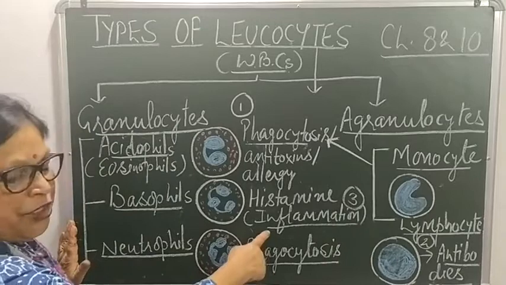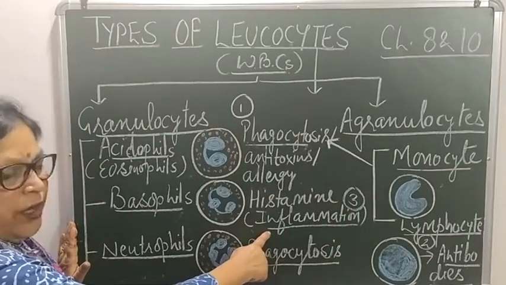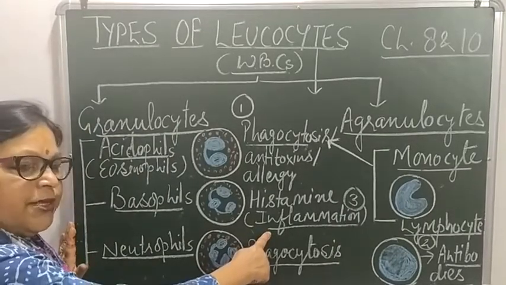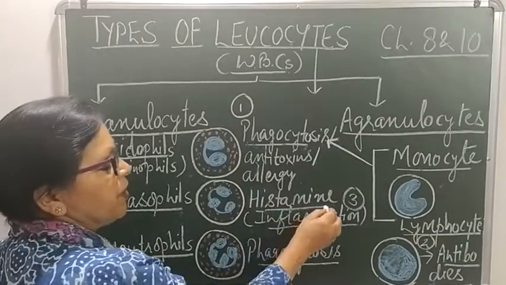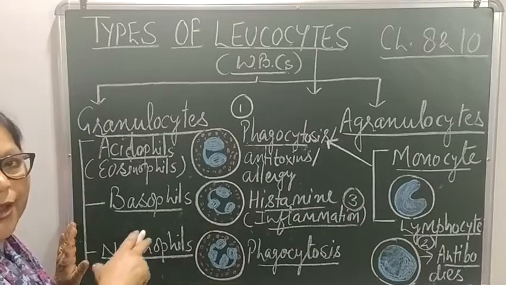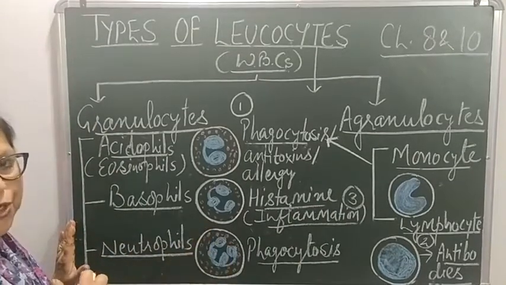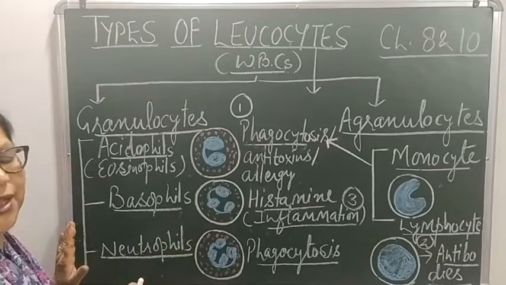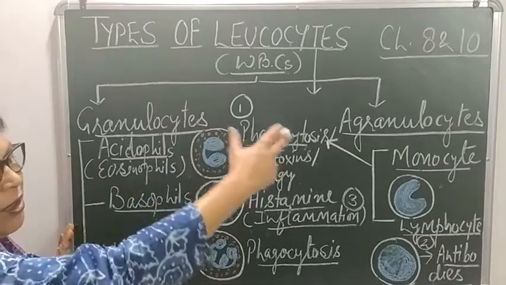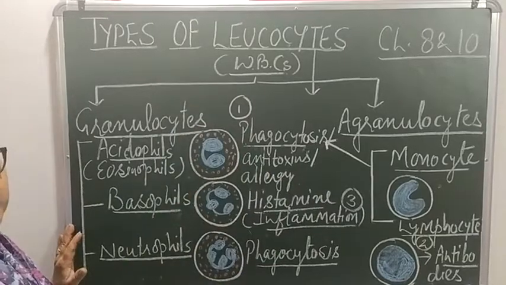I told you about inflammation. Inflammation means swelling with burning sensation in case there is injury. At that time these WBCs will produce the chemical histamine, and during this inflammation they will also protect the body and destroy the germs in case they enter the body. So these are the three common functions of leukocytes.